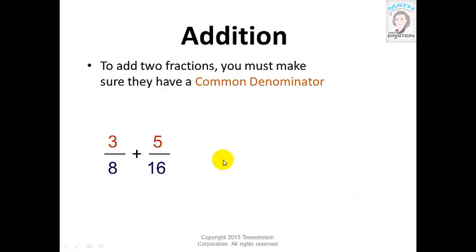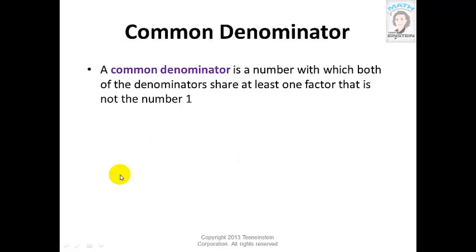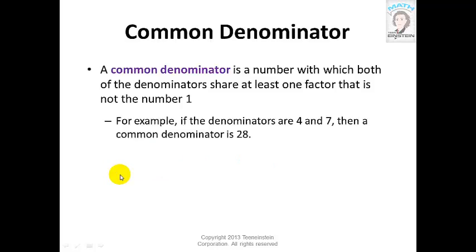Addition. How to add two fractions? Addition, I already told you, is more difficult than multiplication and division. You must have the common denominator. Both must have the same denominator. Then only you can add the numerators. Otherwise you cannot. Here the 8 must be changed into 16. How to change the 8 into 16? If the denominators are 4 and 7, then the common denominator is 28. This is called the LCM, least common multiple of 4 and 7. This is called the common denominator.